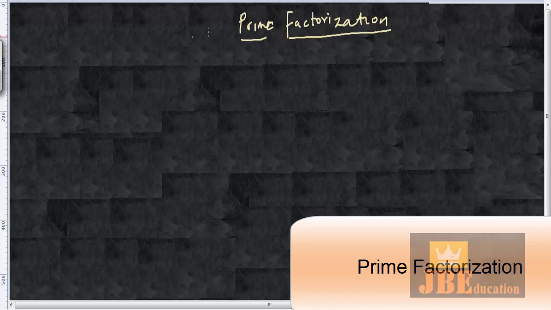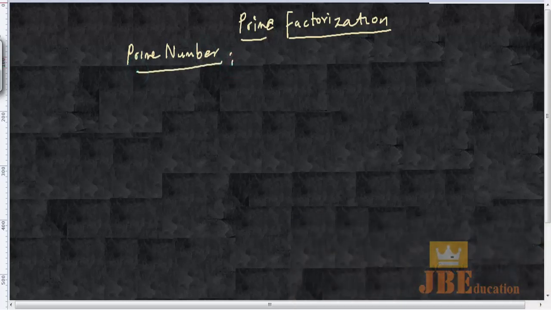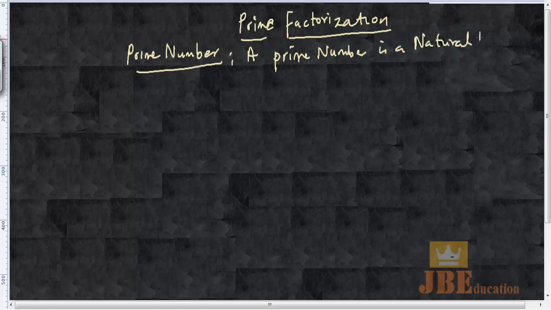Welcome back, students. In this class we will be learning about prime factorization. If you remember, I defined what exactly a prime number is in the previous class. So just to recap, a prime number is a natural number whose factors are 1 and itself.